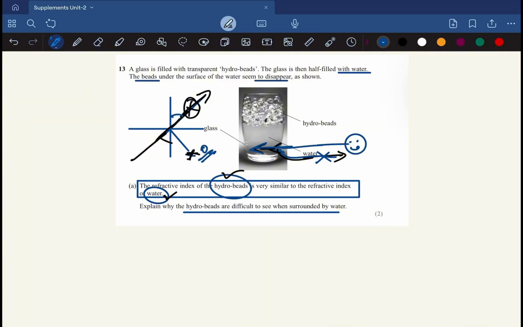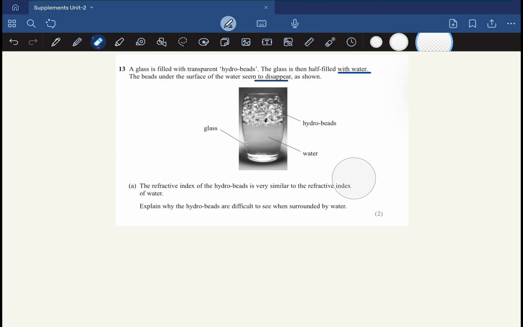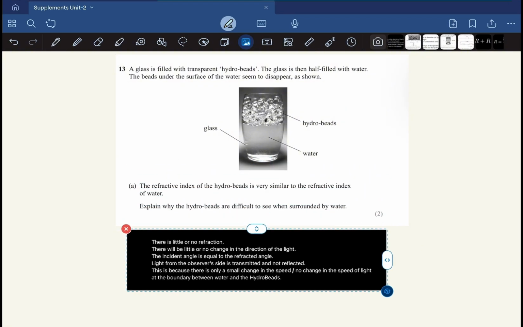And why is this? Because when they have the same refractive index, there is a very small change in speed when the light moves from the water to the hydrogel beads. When there is a very small change in speed, we can say there is not much difference.